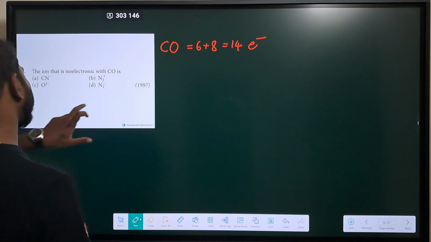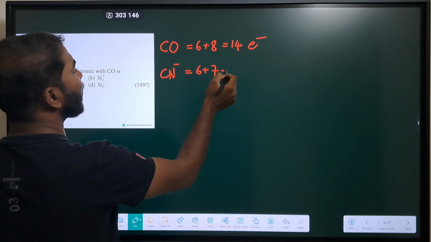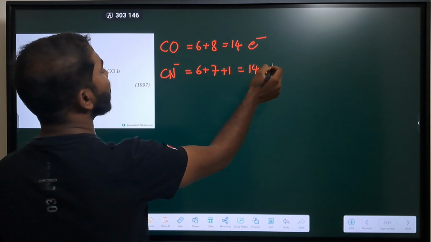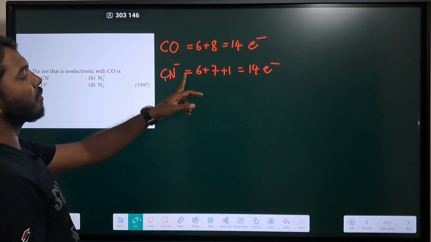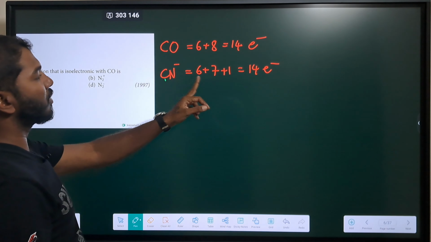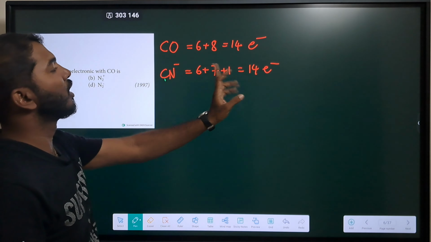So if you observe properly, CN minus, yes, actually this is the answer, because 6 plus 7 plus 1 is going to give us 14 electrons. If you observe carefully, 6 is the atomic number of carbon, and 7 the atomic number of nitrogen, and with minus 1 charge we have to add one electron, so 14 electrons. So obviously that is our answer.